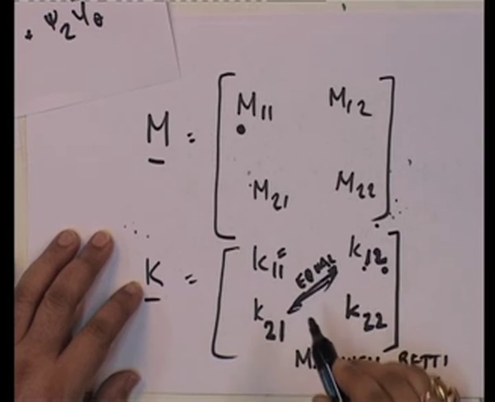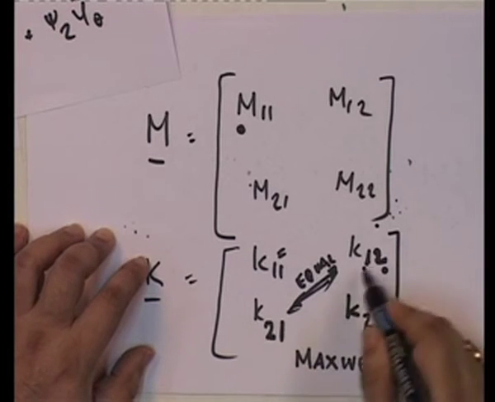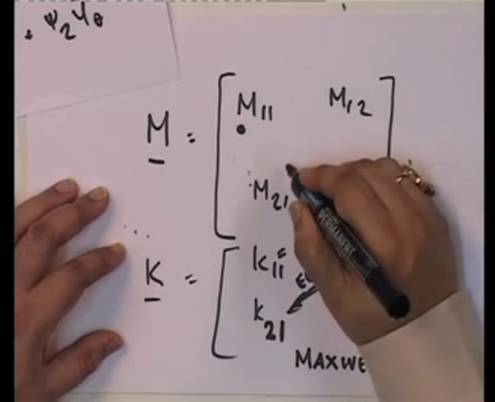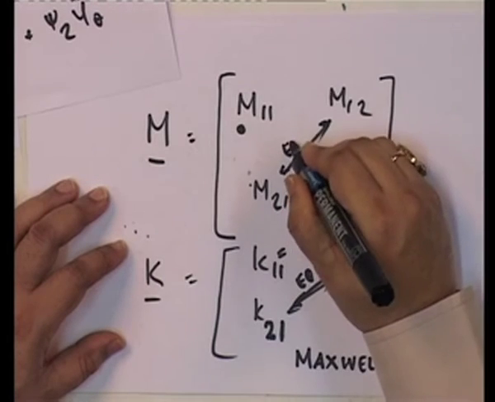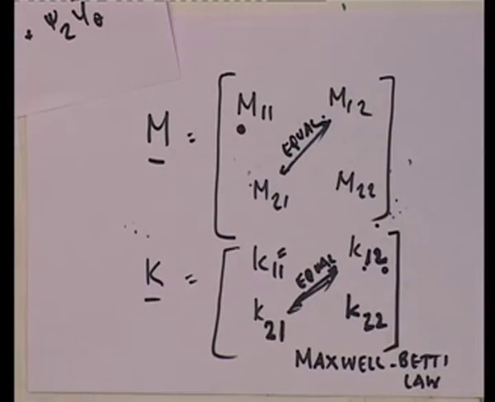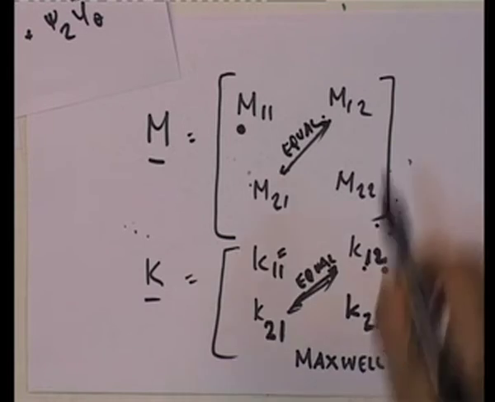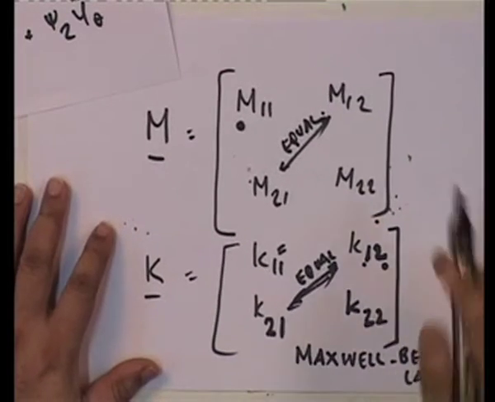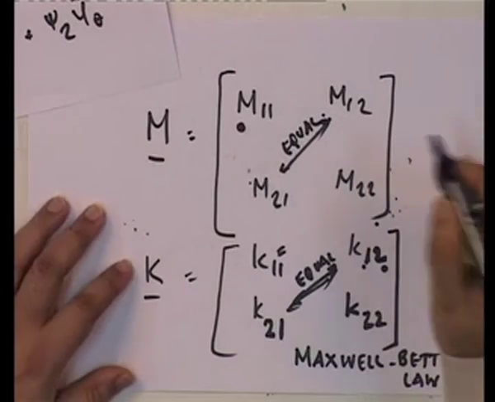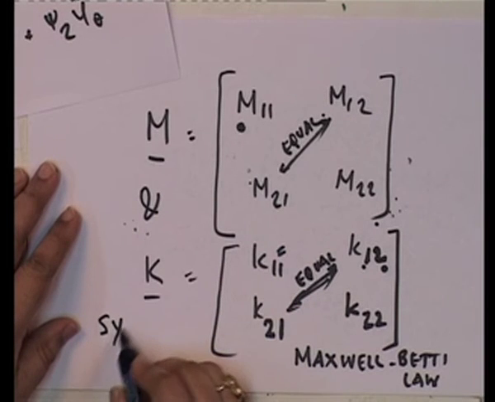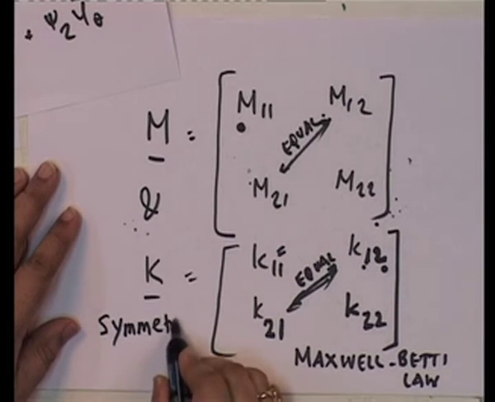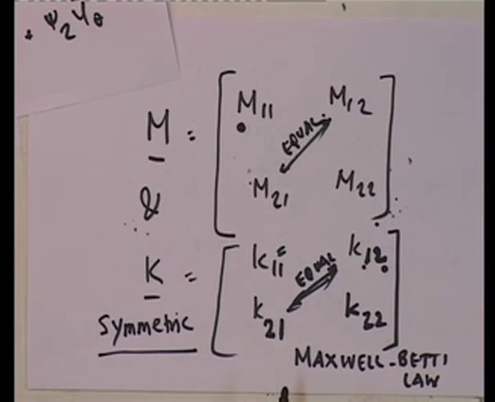So, these are always equal. In this particular case, they were KL by 2, KL by 2. Similarly, we can show that since this is also a force, mass into acceleration, these also have to be equal to each other. Although strictly speaking, it is really mass into acceleration that makes it equal. So, in other words, both the mass and stiffness matrices are symmetric matrices. This is a fundamental property of the mass and stiffness matrices.